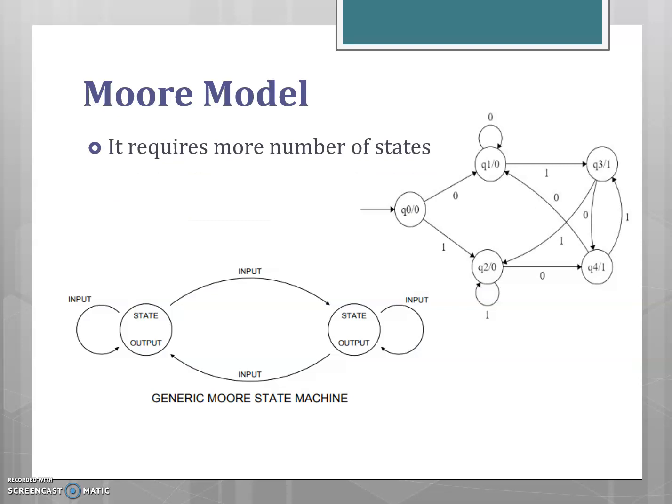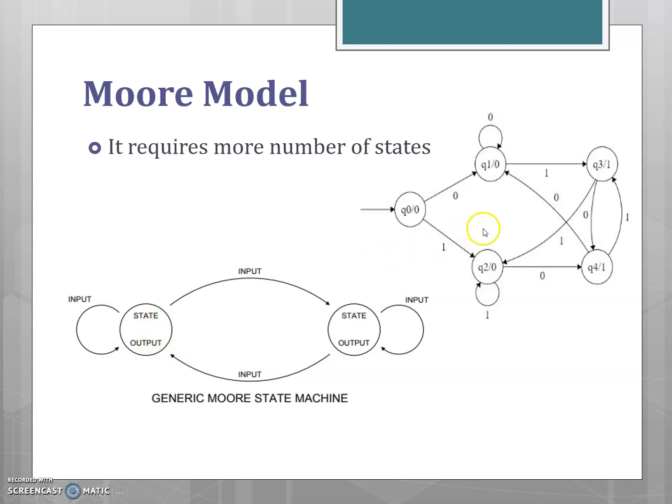The state diagram for the Moore model is shown in the figure. Again, the states are represented by circles and the directed lines represent the transitions between the states. In the Moore model, only the inputs are marked along the directed lines and the outputs are marked inside the circle along with the state.